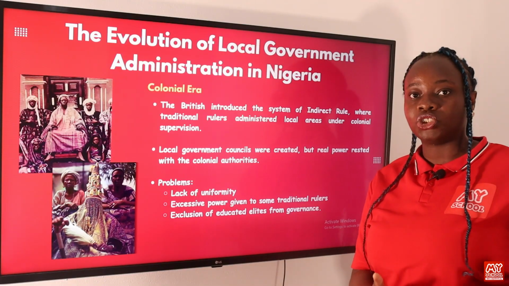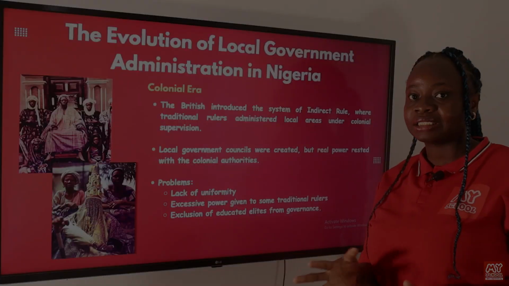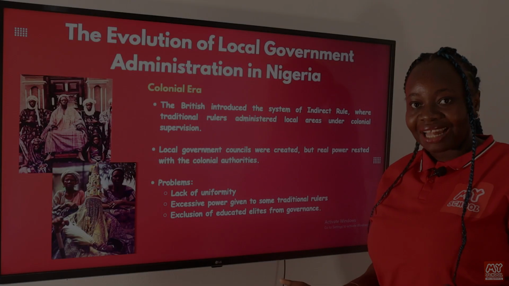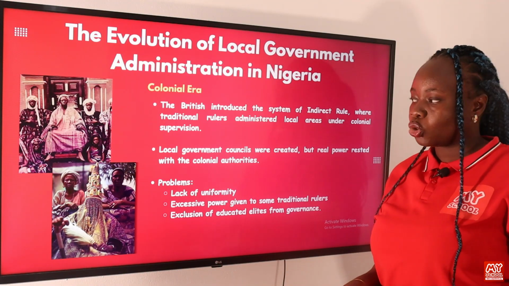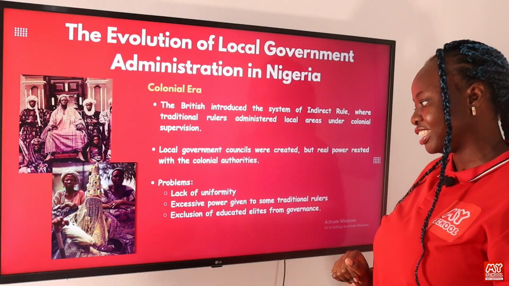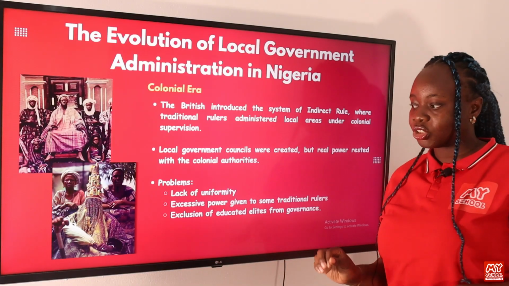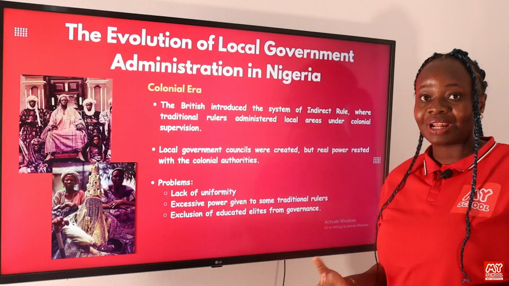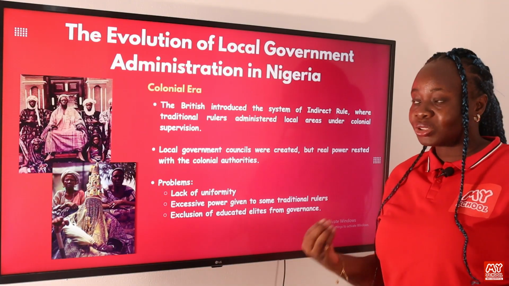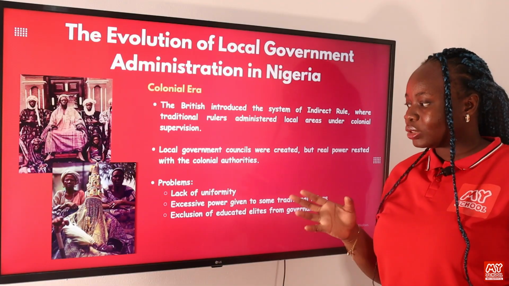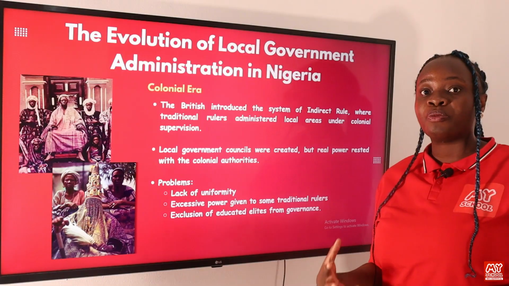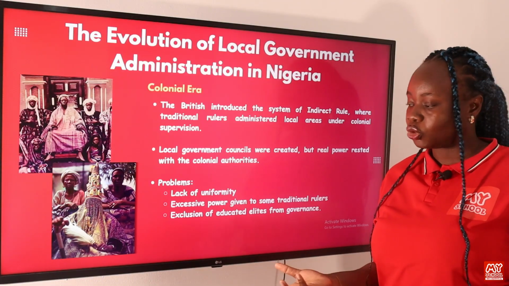And then in the western region, you had the Alafin and various obas within various regions in the west. So there was that lack of uniformity. There was no uniform structure among the various local administrative systems. Then there was also excessive power given to some traditional rulers. So some of these traditional rulers had a lot of power and they were able to use that for their own benefits. So the excessive power that were given to these traditional rulers prevented the people from being able to stand up for themselves in some situations.